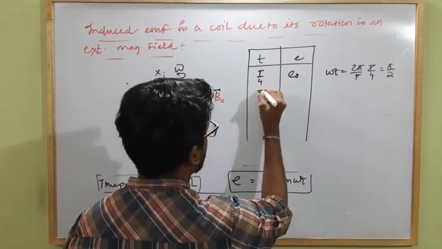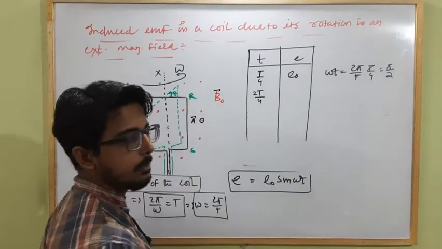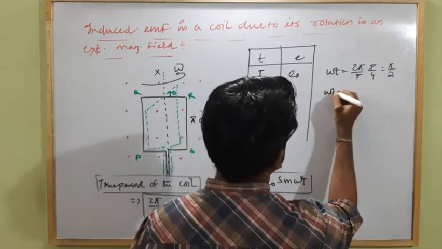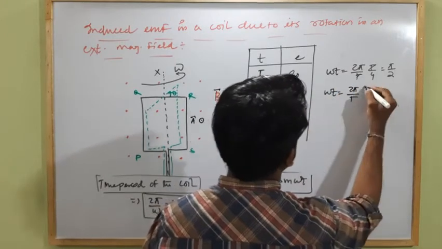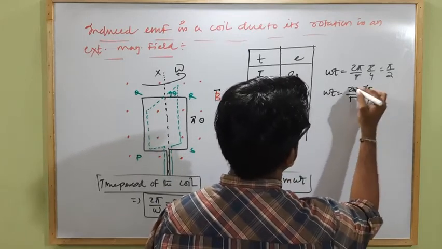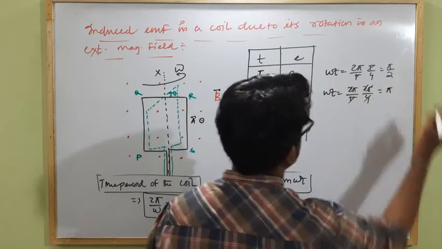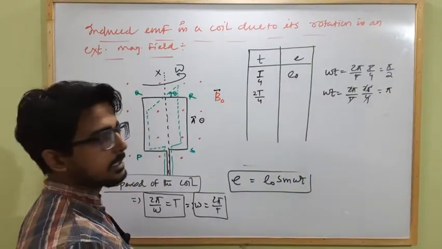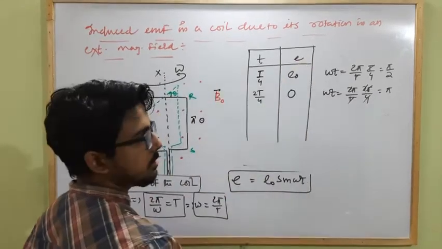Then when time is 2T/4, what is the value of ωt? ω equals 2π/T, into 2T/4. So 2 into 2 is 4, 4 cancels, T cancels. So ωt will be π. Sin π will be how much? 0. So E will be 0.